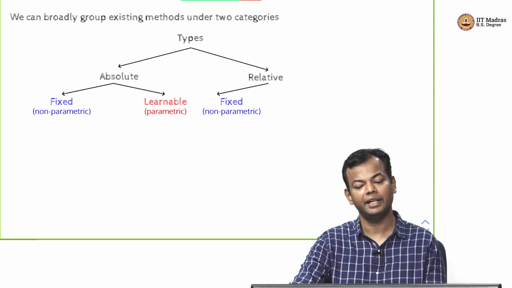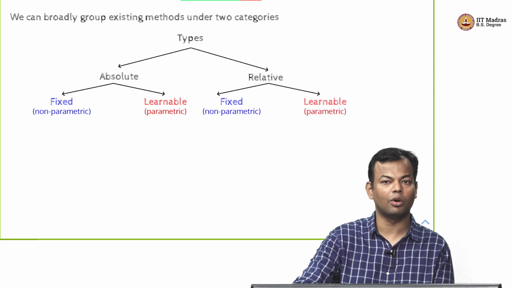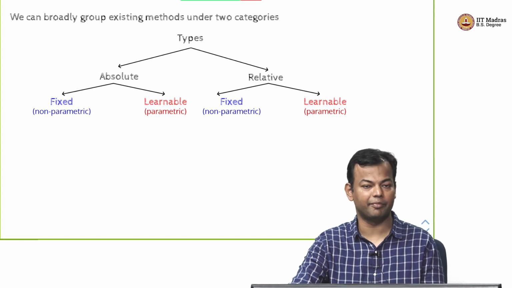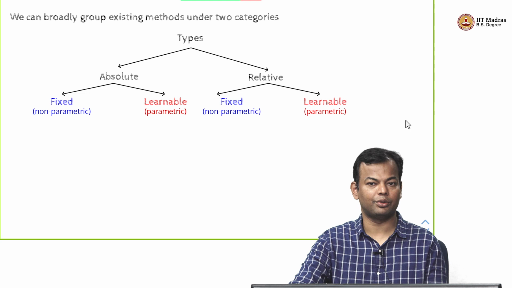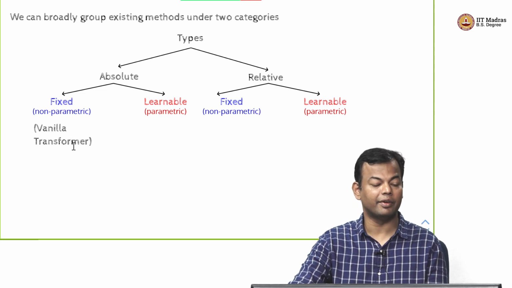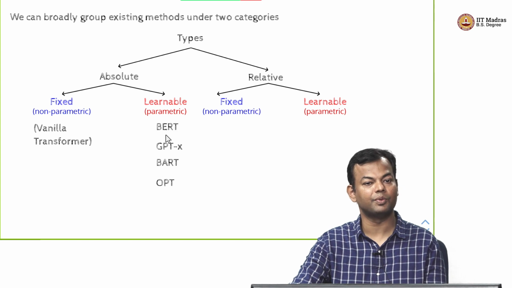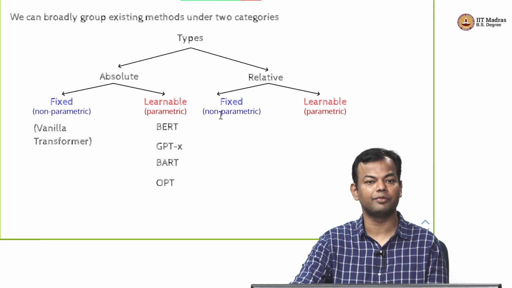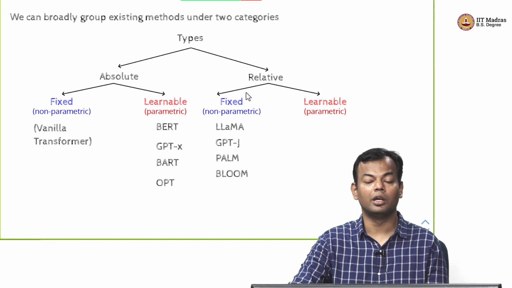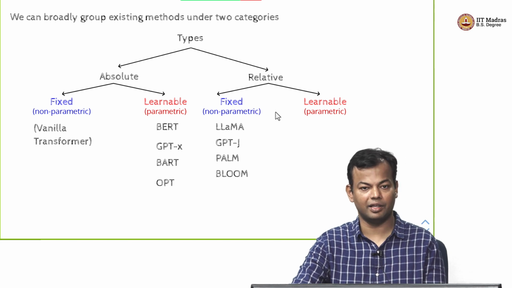Similarly, you could have relative, which can again be fixed, or they can be learnable, right? And we have not really looked at relative position embeddings, so we'll do that today. We'll also motivate why they make sense. So this is what we had in the vanilla transformer. Then these are some models which have learnable matrix parameters for positional embeddings. Then some other models which have relative position embeddings but fixed, and then some models which have learnable relative positional embeddings, right?